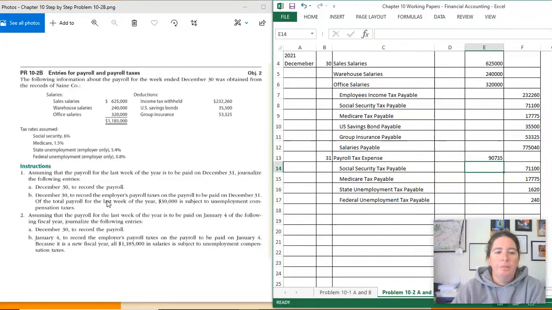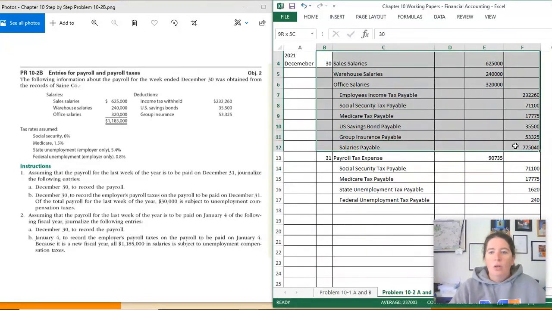Okay. The next one says, assuming that the payroll for last week for the year was to be paid on January 4th of the following fiscal year, journalize the following entries. Okay. December 30th to record the payroll. Well, our payroll hasn't changed. Everything is still the same.